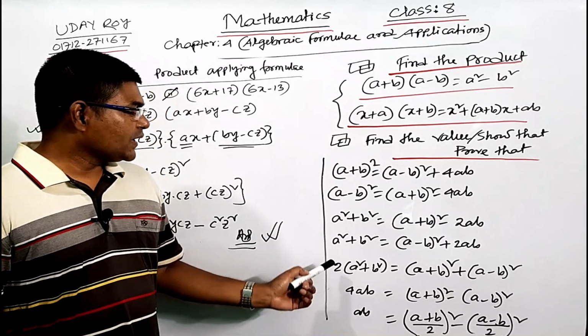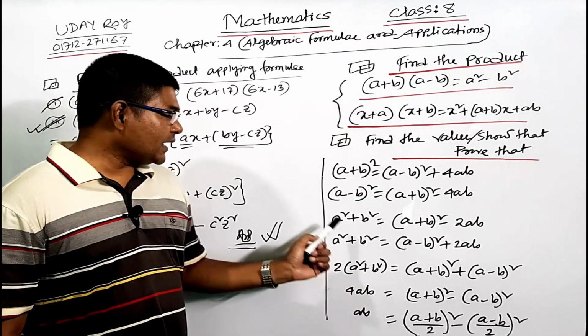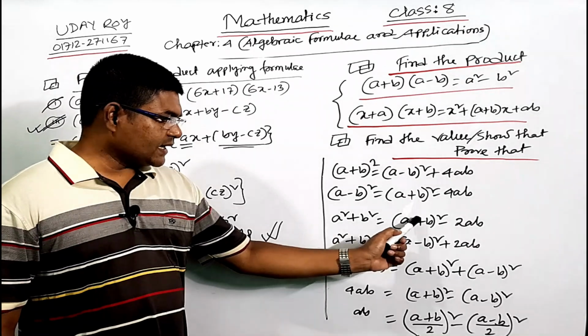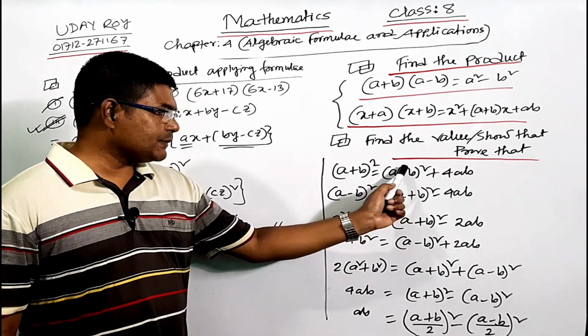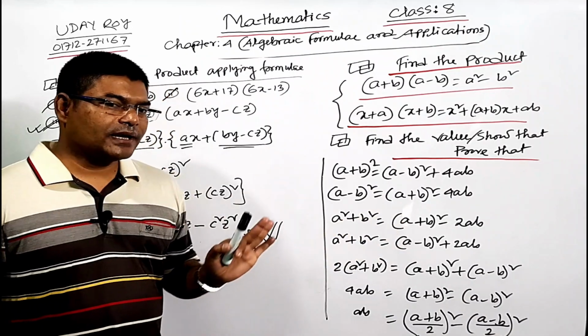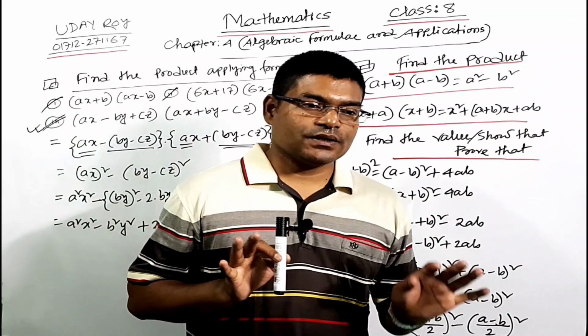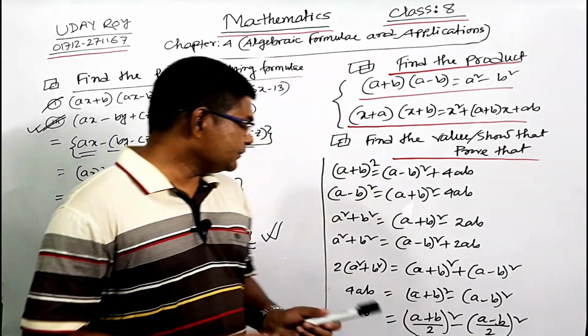Be careful. Here is 2 into a square plus b square, here is a square plus b square. In a square plus b square, this is the given part. Be careful. If you can find out the given part easily, you can do the maths easily. So you have to keep it in your mind.